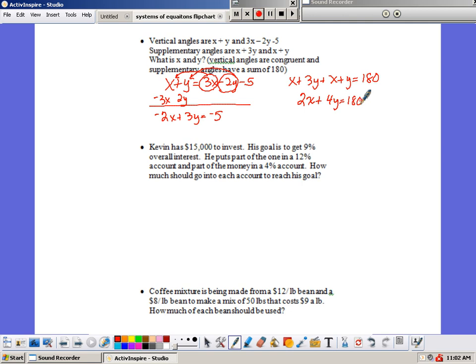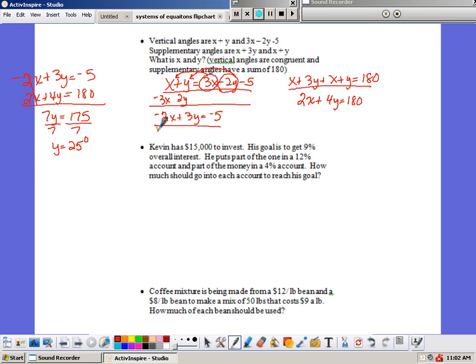Now I have two equations that are both in standard form. And in fact, when I add my x's together, they're going to drop out right away. So I get 7y equals 175. Divide by 7. Y is 25 degrees. Plug it back in, and I can plug it in here, or here, or here. So make your choice. I'm going to plug mine in here.